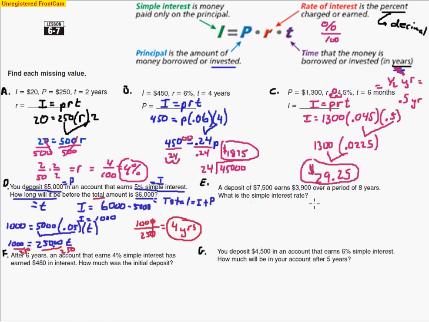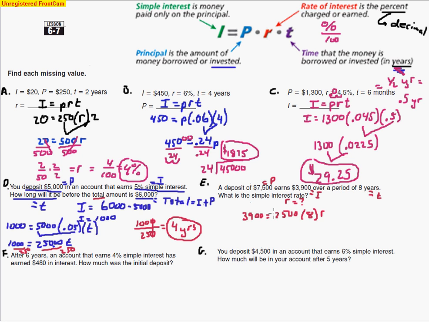$4,500 earns $3,900 over a period of 8 years. So deposit, we know that's P, earns this amount. So it earns that, so that's our interest. This is our time, obviously. And what is the simple interest rate? That's what we are looking for. That's the unknown. So let's go ahead and substitute in our numbers. 3,900 equals the principal, 7,500, times time. Let's go ahead and put in that 8 right here, and then we'll put the rate at the end.